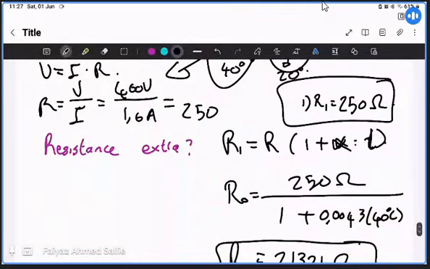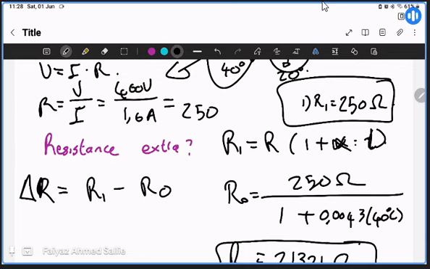So let's calculate the difference, the change in the extra resistance, right? So the change in resistance is going to be the resistor 1 minus the resistor initial, which is 250 ohms.